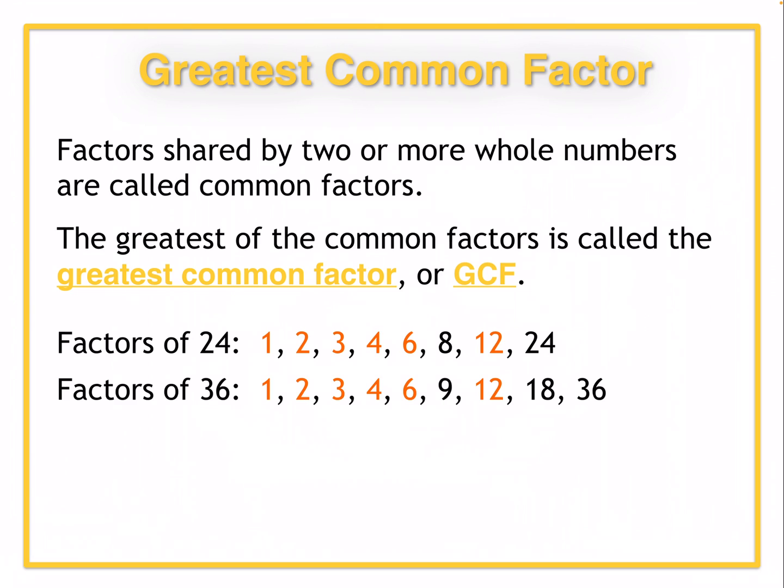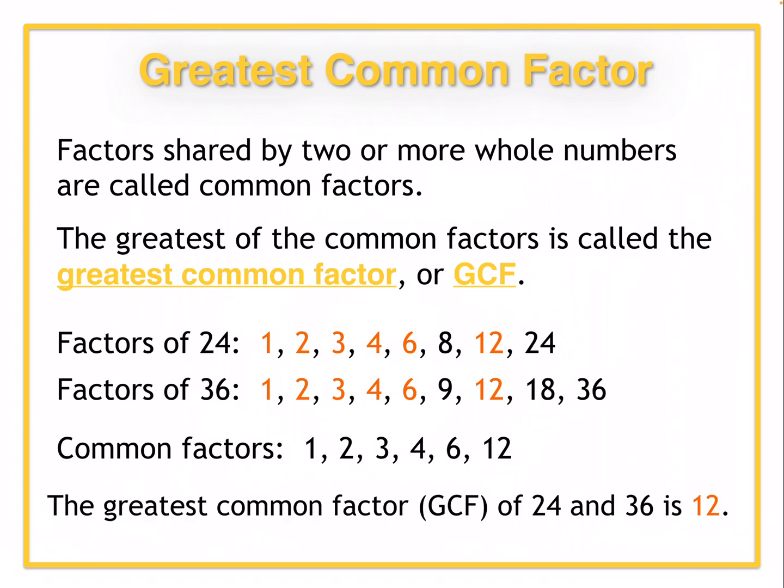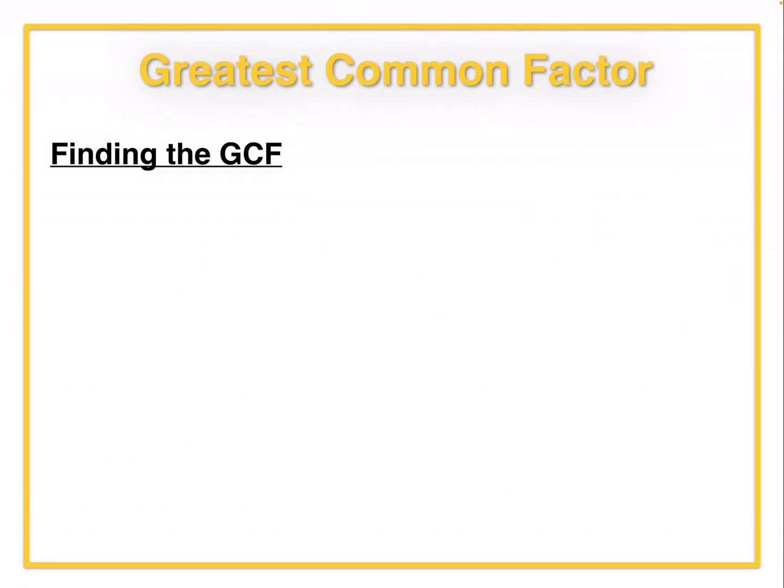So, as you can see, I wrote in orange the ones that are the same, which are the common factors. And the greatest one of them is 12. So that means that the greatest common factor of 24 and 36 is 12.